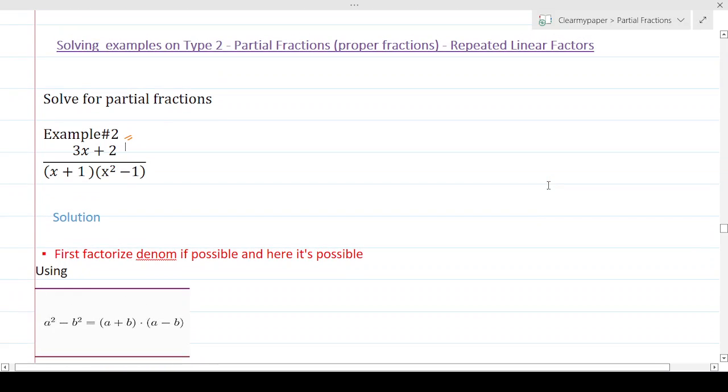So let's see. Since we already know that this is a type 2 repeated linear factors, let's assume for a minute that we did not know this and you are solving an exam problem, and the first step for you to identify is what type this problem belongs to, whether it's type 1, type 2, type 3 or type 4. And since we're talking about only proper fractions where the degree of numerator is going to be less than the denominator, we know that it's going to be one of the first three types and not improper fractions, which is type 1, type 2 and type 3, which are proper fractions.